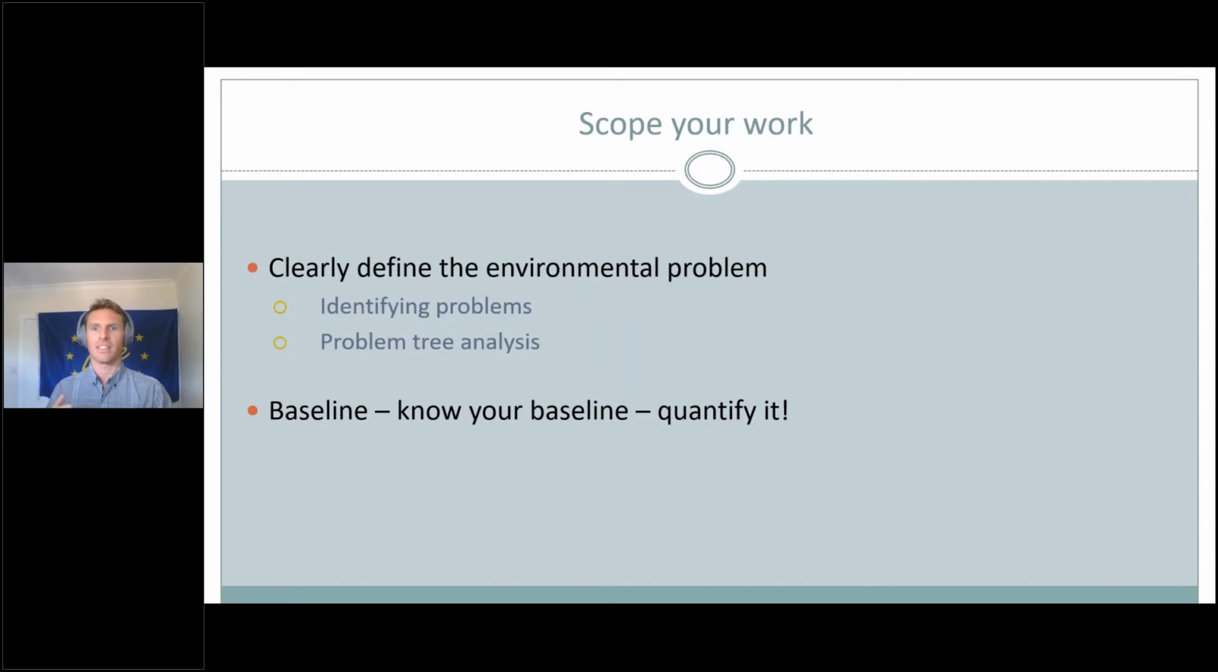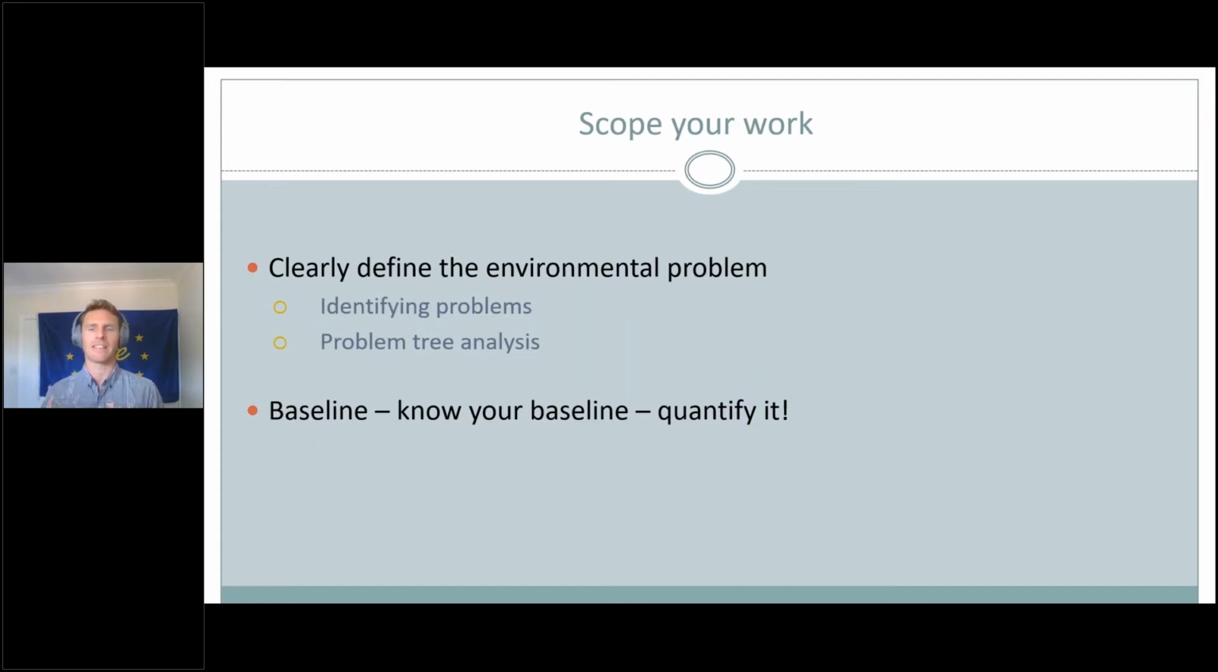The quantification is important because this information is your baseline, and this baseline is the benchmark by which your project will be measured against, and I'll come back to this later. Knowing this baseline problem is an area where so many proposals fail that don't need to.